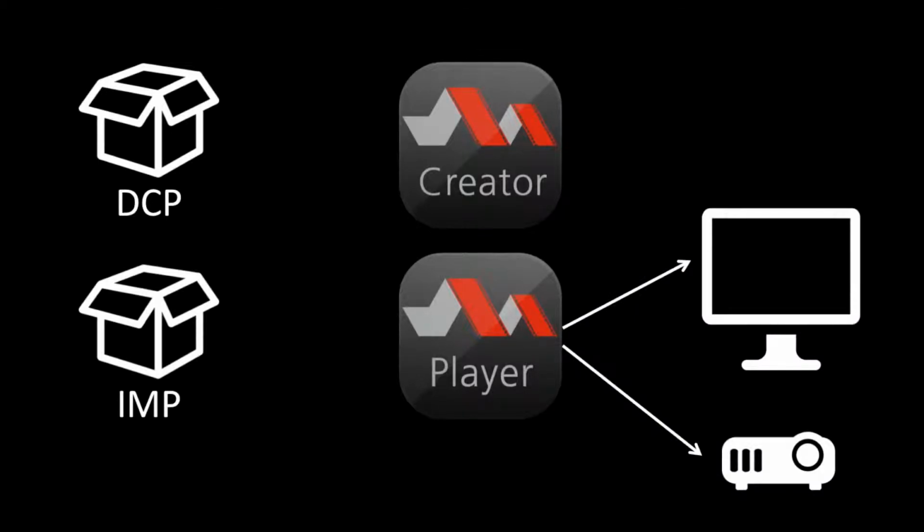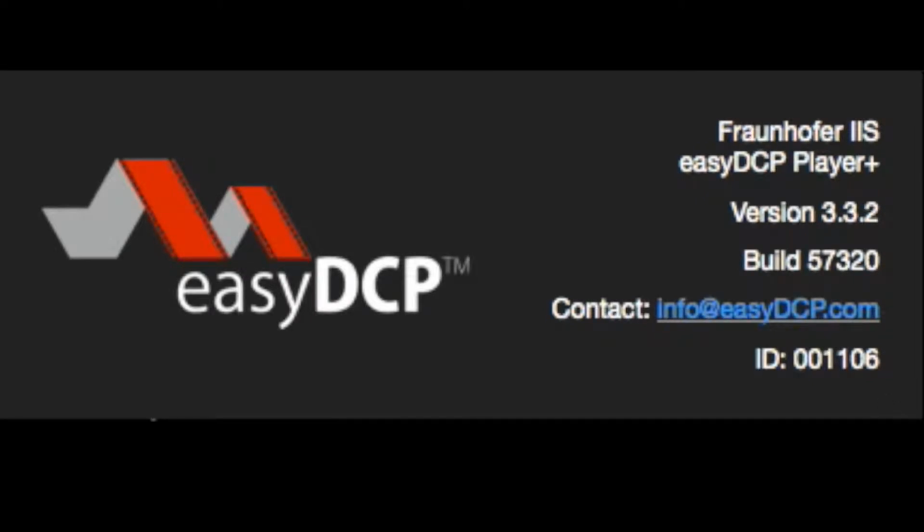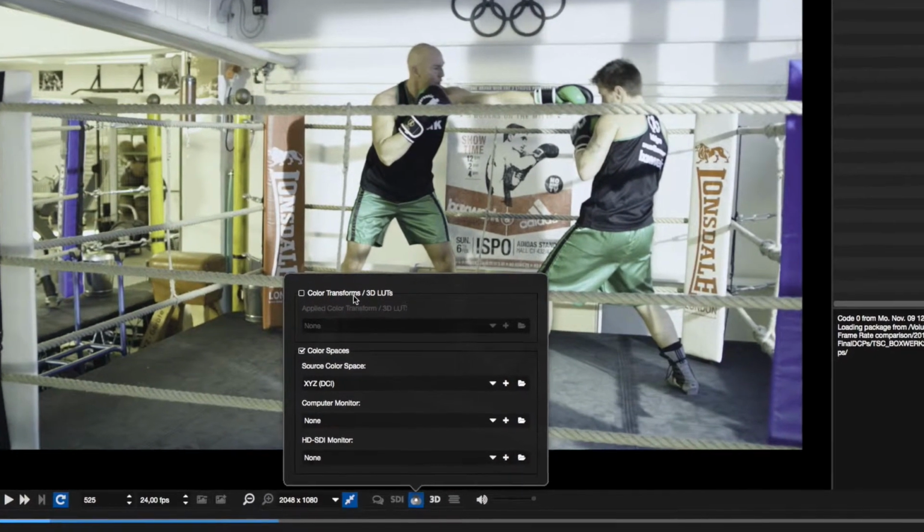Therefore, we developed the new color space workflow, introduced in version 3.3.2, that offers a new option to define the color processing chain. The traditional workflow using color transforms is still part of all tools. Let's take a look at the new options in easyDCP Player.